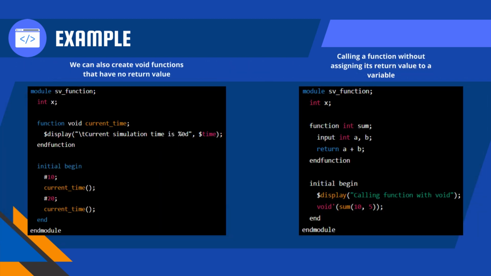We can also create void functions, which have no return value, like this. In the fourth code example, we create a function named current_time that has no input arguments or return value. Inside the function, we use the $time system function to display the current simulation time. In the main program, we call this function twice, once after a delay of 10 time units and again after a delay of 20 time units. The output of the program shows the current simulation time at each call to the current_time function.